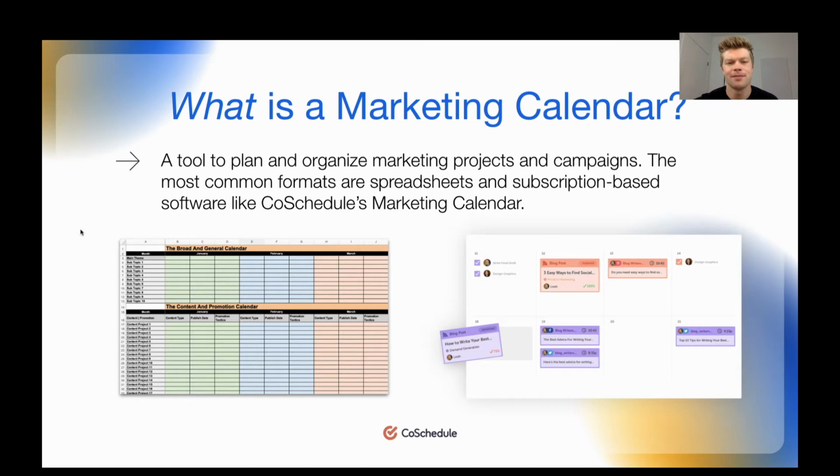They're essentially anything you use to plan and organize marketing projects, typically either a spreadsheet or an app like CoSchedule's marketing calendar. You may have also heard the terms content calendar or editorial calendar, and while there are some slight differences in how these terms are used, they all mean about the same thing.